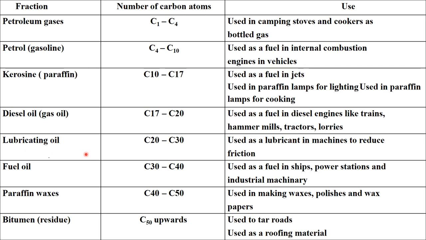Then we also have lubricating oil, which is usually used as a lubricant in machines to reduce friction. Then we have fuel oil, which is used as a fuel in ships, power stations, and industrial machinery. Then of course we have paraffin waxes, which are used in making waxes, polishes, and wax paper. Then finally bitumen, the one with the highest boiling point, used to tar roads and as roofing material. When they are making a tarmac, that sticky substance is bitumen.